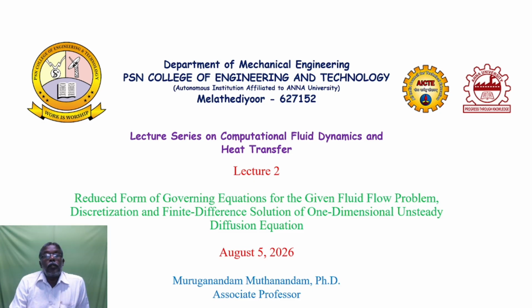This lecture is a part of a series on computational fluid dynamics and heat transfer. It is lecture 2 in the lecture series on computational fluid dynamics and heat transfer. In this lecture 2, the reduced form of governing equations for the given fluid flow problem, discretization and finite difference solution of one-dimensional unsteady diffusion equations will be explained.